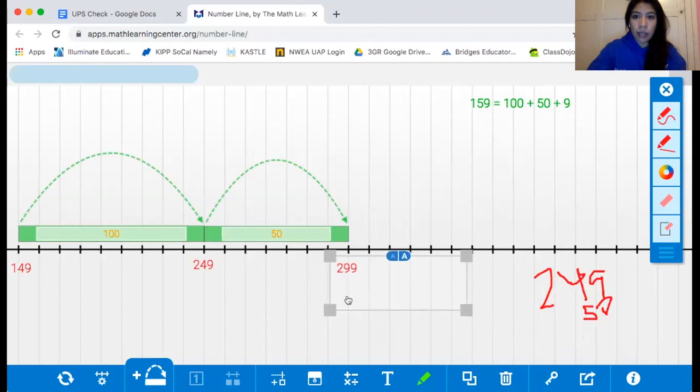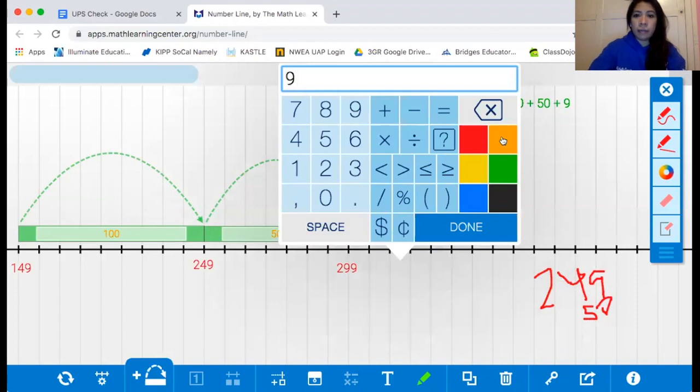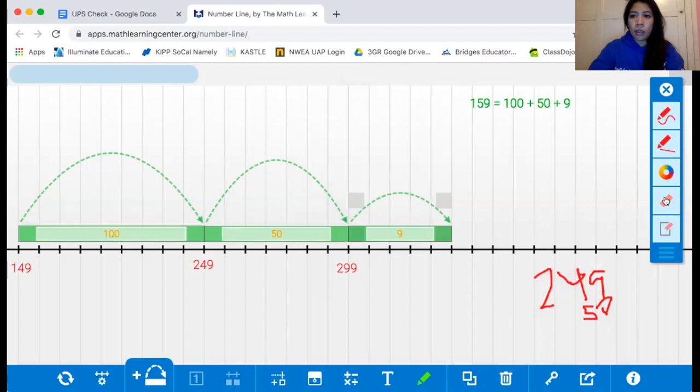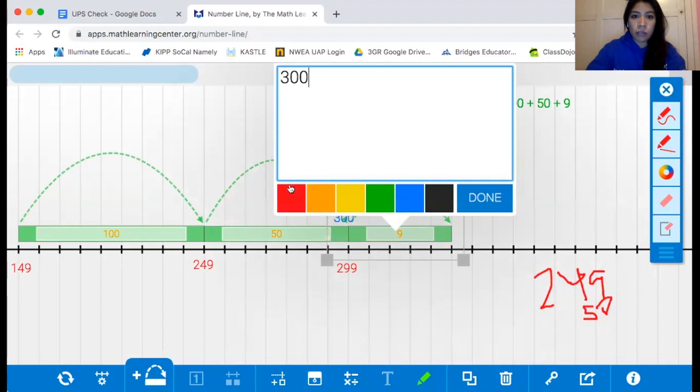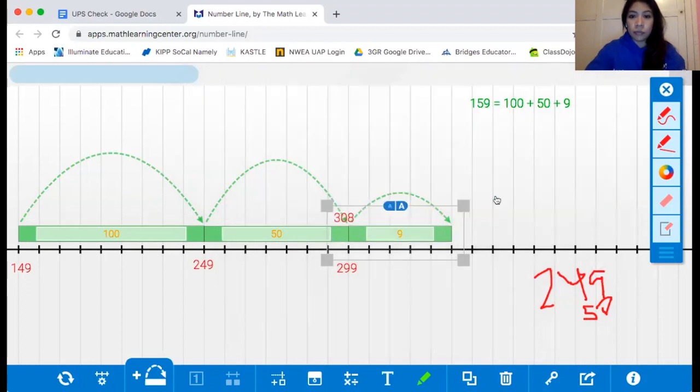But I'm not done yet. I still have to add my 9 here. And so I'm going to make sure I hop one more time. And I'm going to be adding 9 here. And so, 299 plus 9. I know that I can break apart 9 into 8 and 1. So if I add 1 to 299, that's 300. And then I have 8 left over, that's 308. 308 is going to be my ending point.